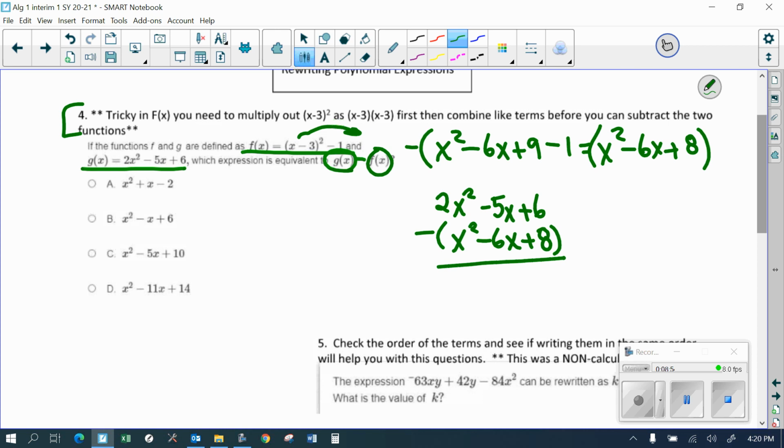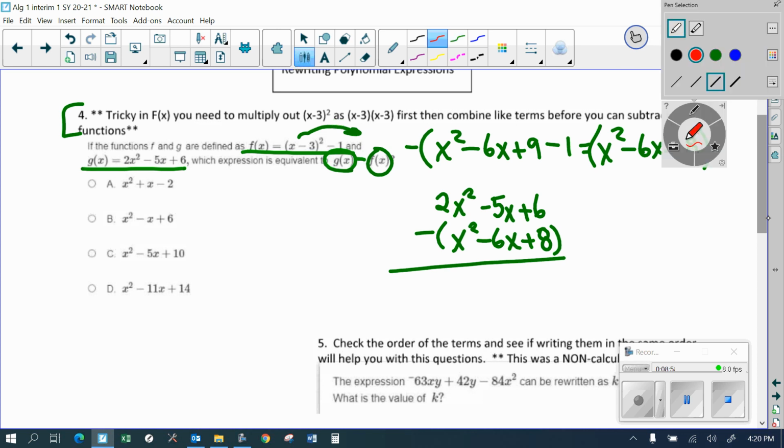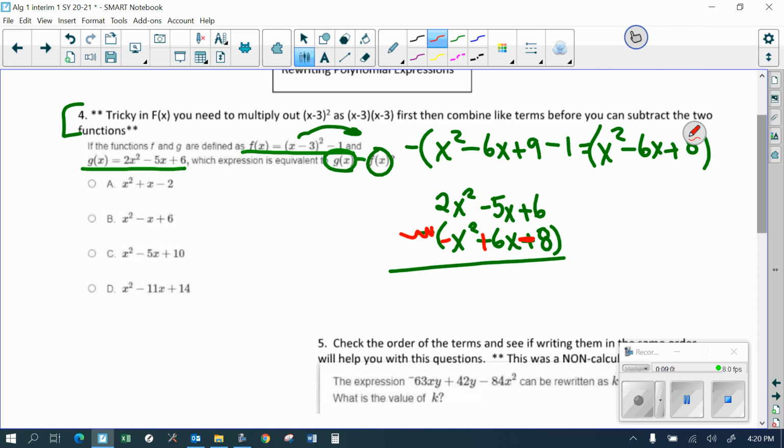Now what happens when I subtract? I have to distribute that negative 1 through, and what does that do? It changes all the signs. So that becomes negative, that becomes negative, positive, and that becomes negative. Okay, then I can get rid of that. I distribute the negative 1 through there. So 2x squared minus 1x squared is 1x squared. Negative 5 plus 6 is plus 1x. And 6 minus 8 is negative 2. There's my answer. So I look for it. X squared plus x minus 2. A.